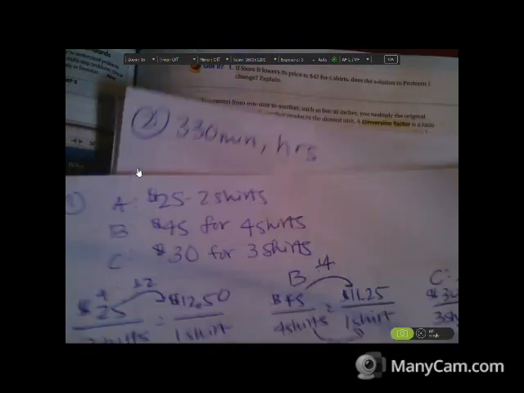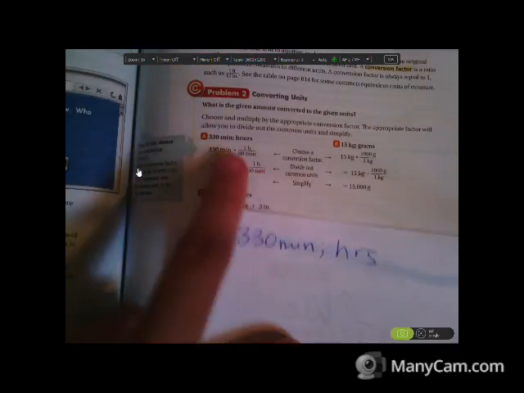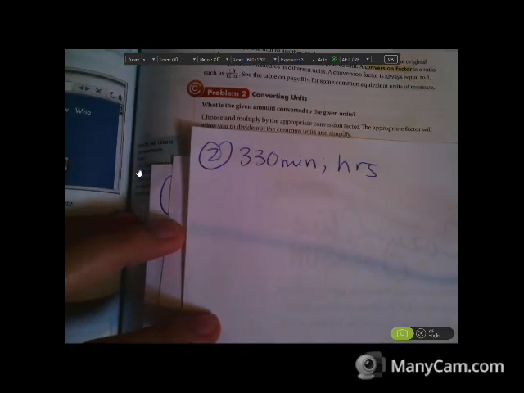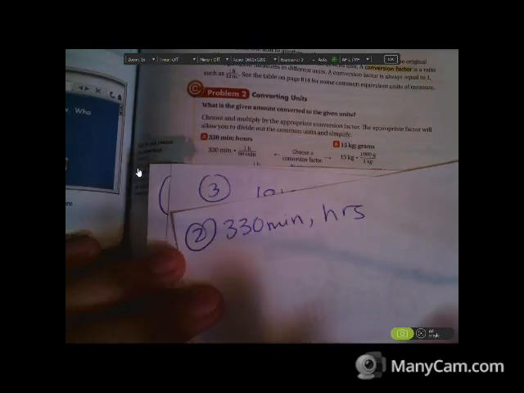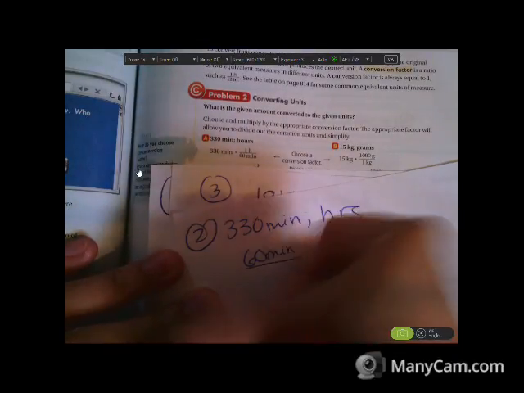Alright. So, problem 2. What is the given amount converted to the given units? So, 330 minutes. I want to know how many hours that is. So first we need to know the conversion. How many minutes are in an hour? 60 minutes per 1 hour.